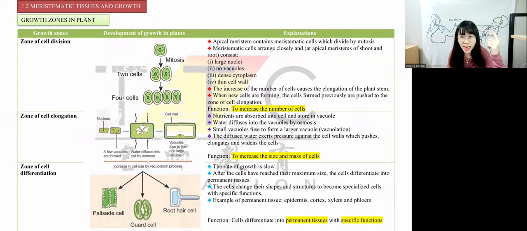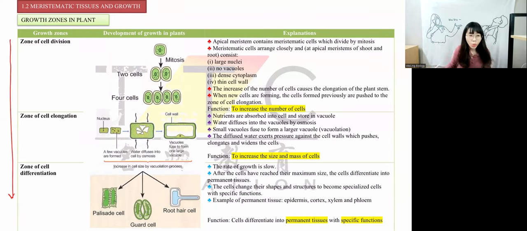Differentiation, correct. Division, elongation, differentiation. It comes in a sequence, remember. In a sequence down, we have division, elongation, differentiation. What does zone of cell division mean? Division means 1 into 2, 2 into 4. They want to increase the number of cells. Elongation means that they want to increase the size and mass of the cell. Means they want to become bigger.